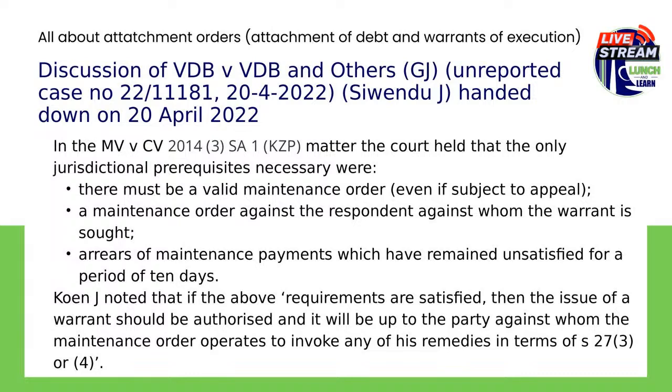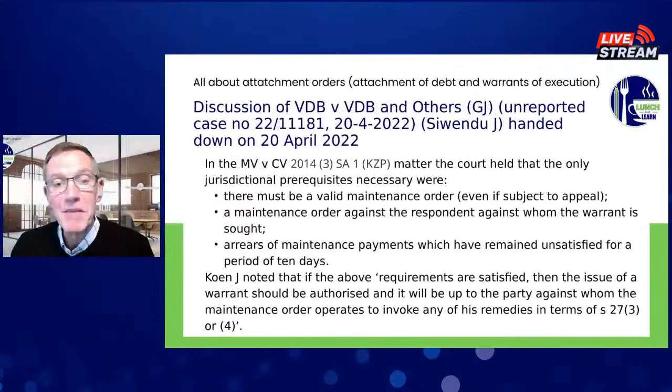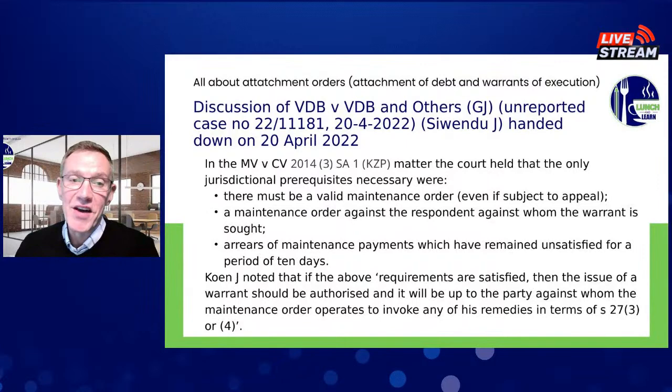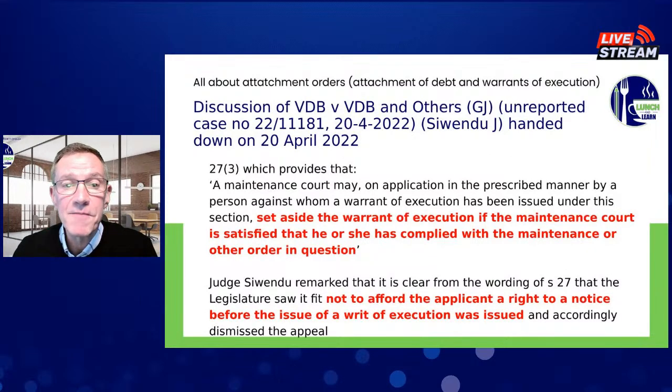Now, in this MV versus CV case, Judge Kuhn noted that if the above requirements are satisfied, then the issue of a warrant should be authorized, and it would be up to the party against whom the maintenance order operates to invoke any of his remedies in terms of Section 27(3) or (4). That basically means that he first needs to satisfy the arrear amount before he can go to court and ask for a suspension or a variation or a stay of the writ of execution. And that was all discussed in the VDB case.